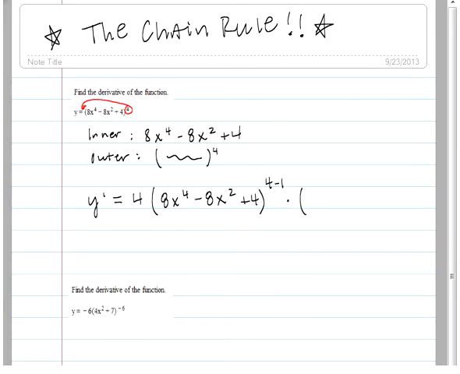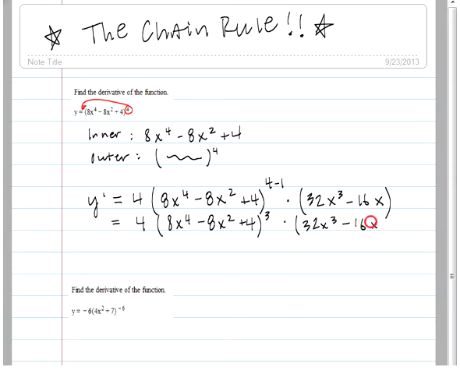Again, we're going to apply the power rule to do this, and we're just going to focus here on the inner function. And applying the power rule here would give us 32x to the third power minus 16x, and then the derivative of 4 is just 0, and we don't typically put the plus 0, so we just leave that off. And so our derivative ends up being 8x to the fourth power minus 8x squared plus 4, all raised to the third power, times the derivative of that inner function, which is 32x to the third power minus 16x.